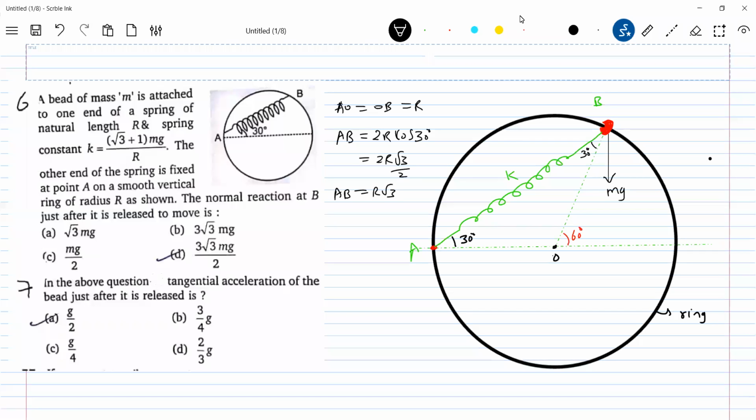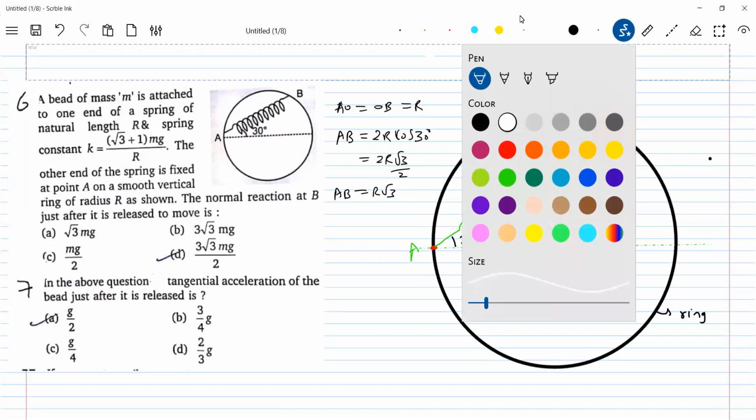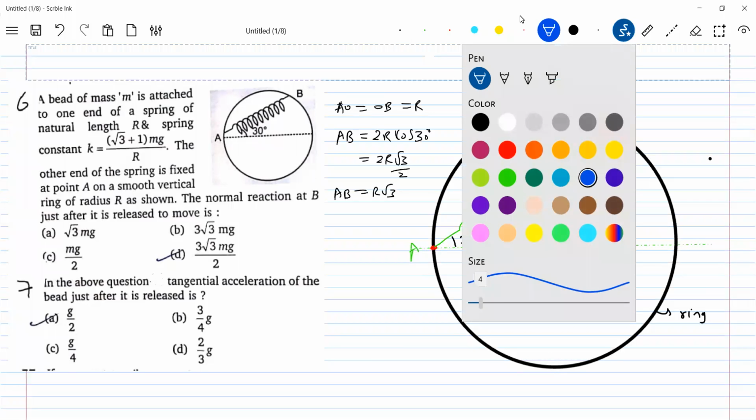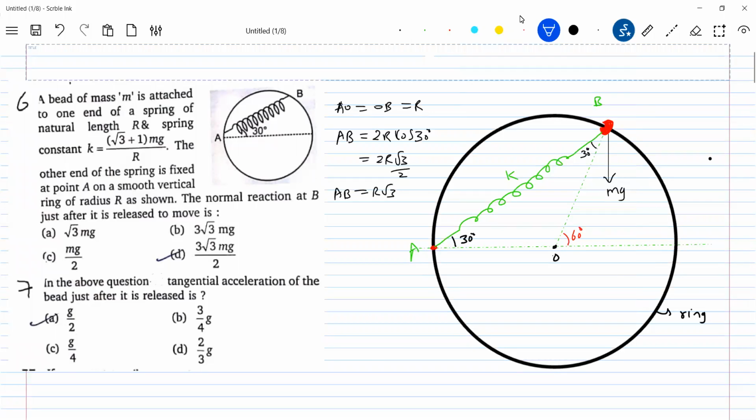Now, is it elongation or compression? The natural length of the spring is R. Now what is the length of the spring? It is R root 3. So is there any elongation or compression? Yes, it's elongation. Elongation means how should the spring force act? Towards the center of the spring. So here the spring force I'll show like this. The spring force will act in this direction.